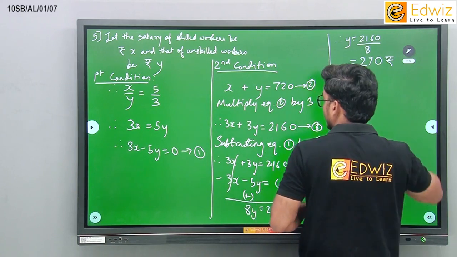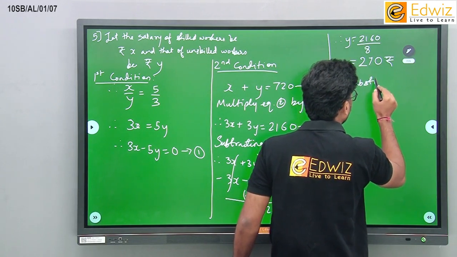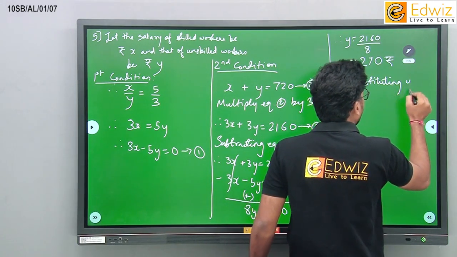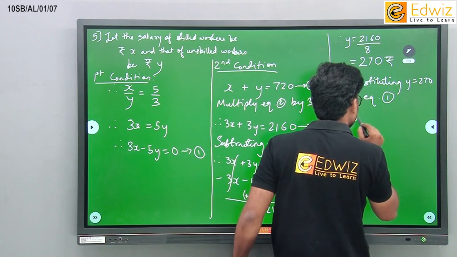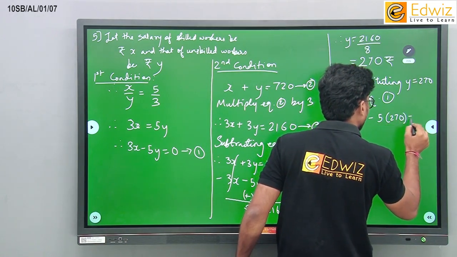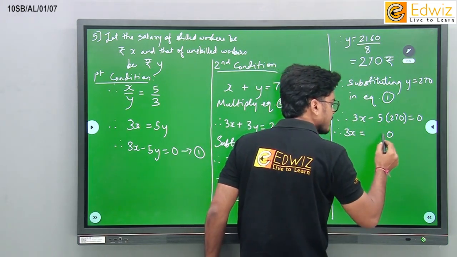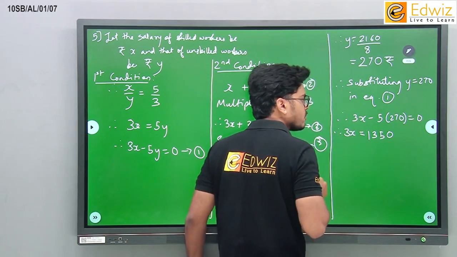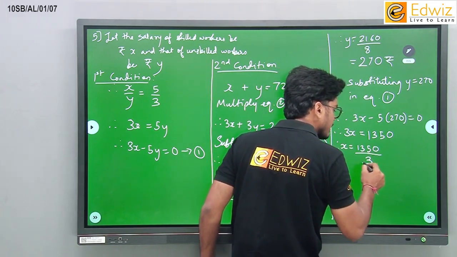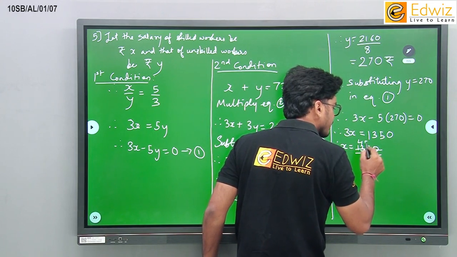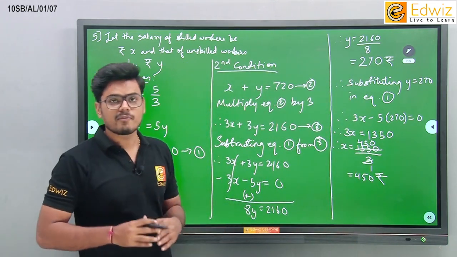Therefore, if we substitute this in equation 1, we will get the salary of skilled workers also. Substitute y equal to 270 in equation 1. Therefore, 3x minus 5 into 270 equal to 0. Therefore, 3x will be equal to 5 into 270, how much will that come to? 1350. Correct. 270 into 5. So the answer for x will be 1350 divided by 3. That is 3 1s are 3, 3 4s are 12, 3 5s are 15 and 0. 450 rupees. Correct. This is the salary of skilled workers.